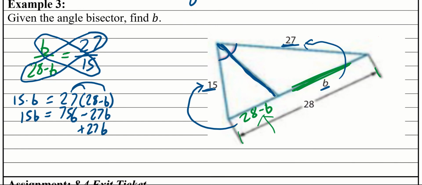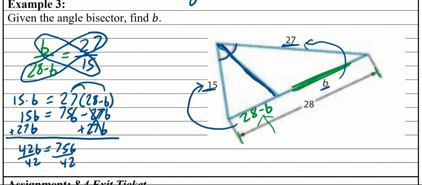Okay, all right, and now I need to solve this, so we know one way that we could do that is we can add 27B to both sides. When I do that, these cancel. I have 15B plus 27B, that's going to be 42B, and then equals 756. And then my last step here, divide by 42. When I do that, I can just type this into my calculator, 756 divided by 42, and that's going to give me B equals 18.